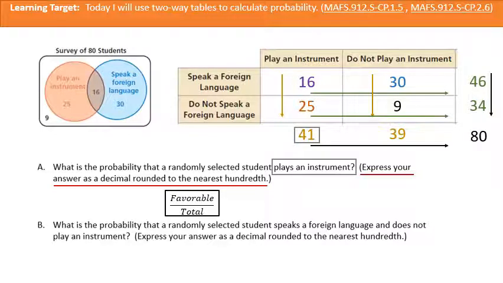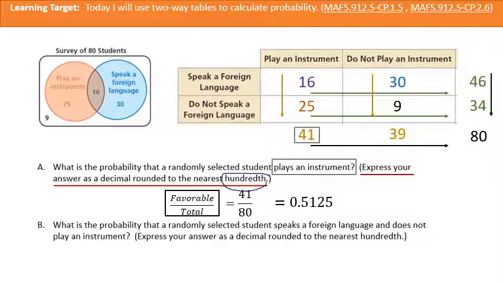Probability is the number of favorable outcomes over total outcomes. So how many people played an instrument? 41. How many people were there total? 80. So there's our probability as a fraction, 41 over 80. So what we're going to do is take that fraction, go to our calculator, convert it to a decimal. 0.5125. Now what do they want? They want a decimal rounded to the nearest hundredth.